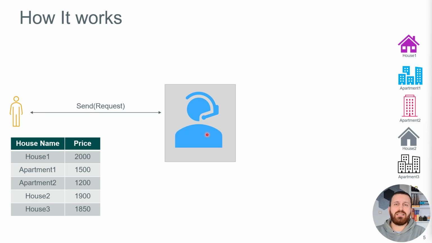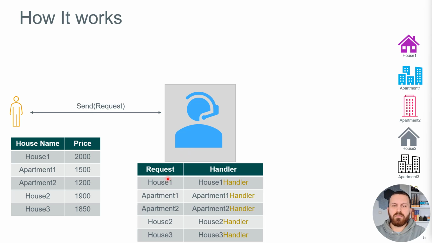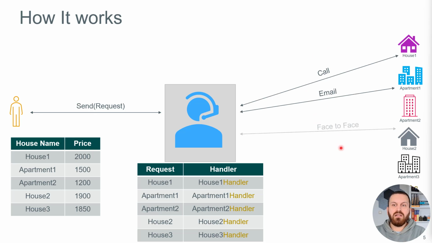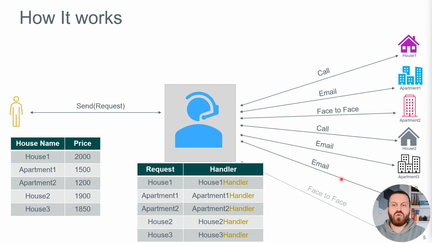And now this real estate agent should have a folder for each type, for each request. And for each request, he or she needs to know how to handle it. By how to handle it, is it a call, email, face-to-face contact, or what? And for having a naming convention, we have request and handler.